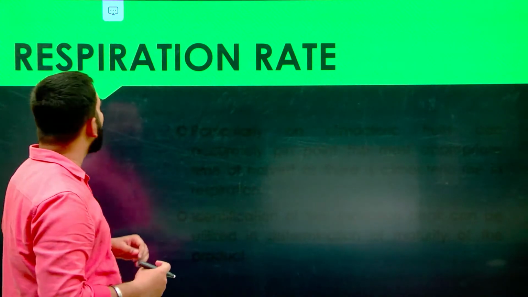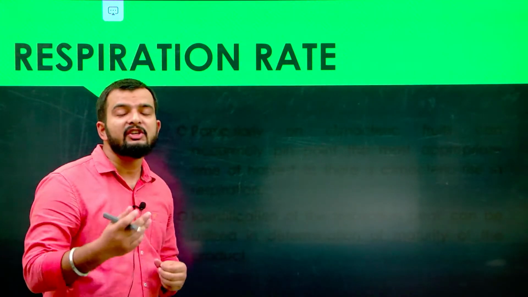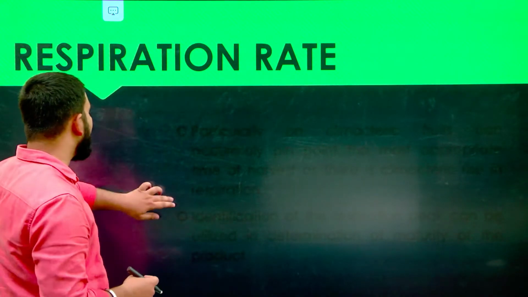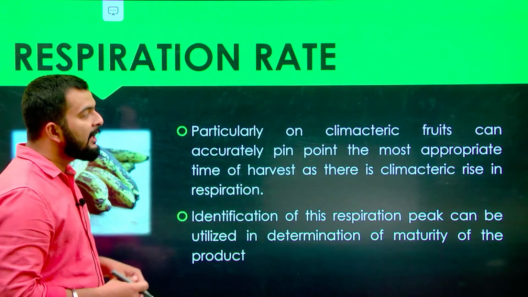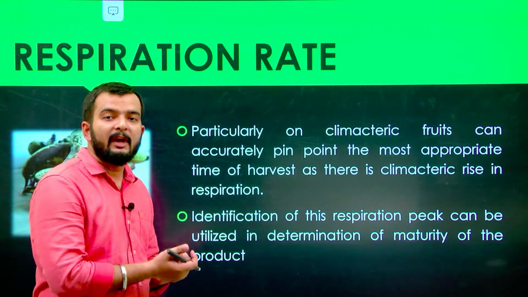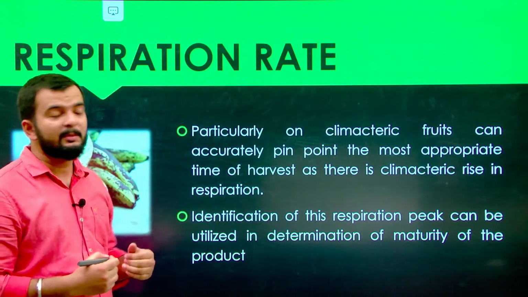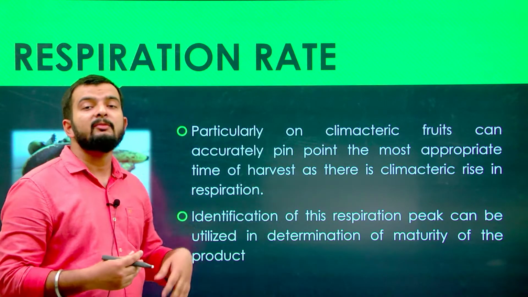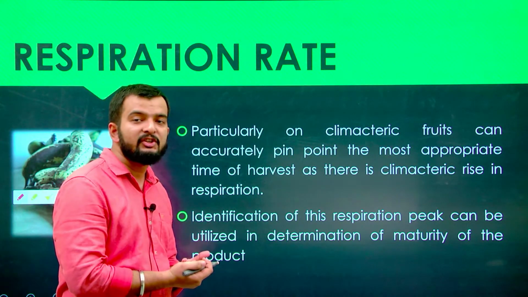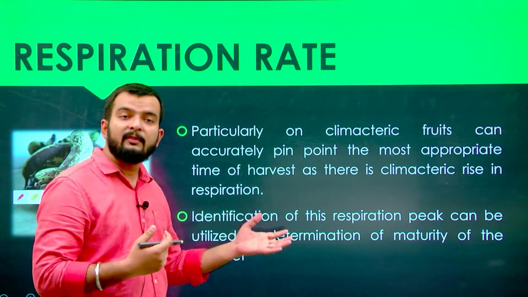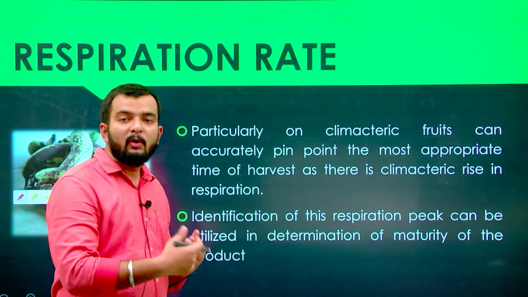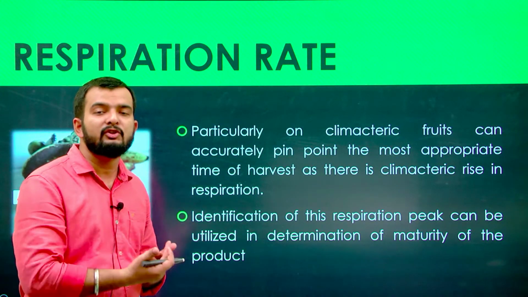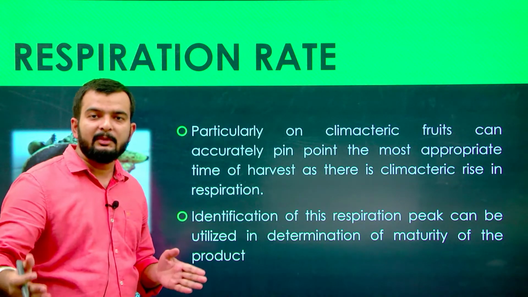Next we see what is respiration rate. How does respiration rate help in determining when ripening will occur? In the case of climacteric fruit, the respiration rate increases as the fruit is about to ripen. You will get a peak in respiration rate. You have to identify when that peak comes, and once you identify that respiration peak, you can interpret that ripening is about to occur. The fruit is completely mature, it will not mature any further. The further process that will happen is only ripening.